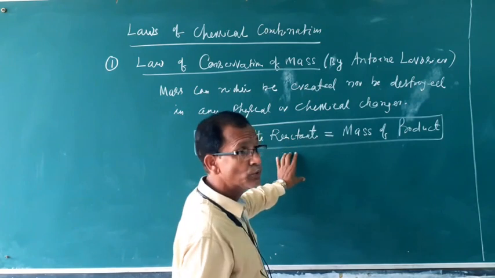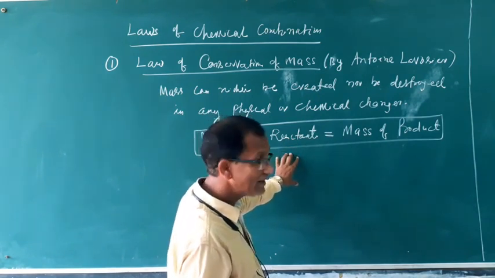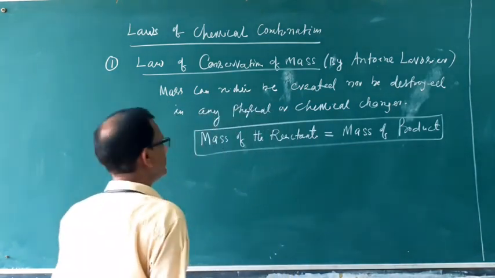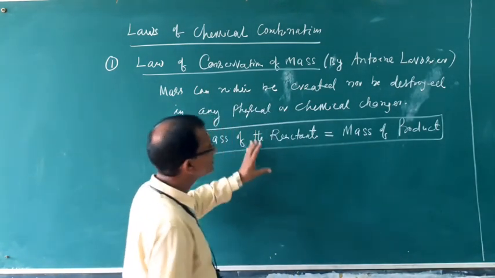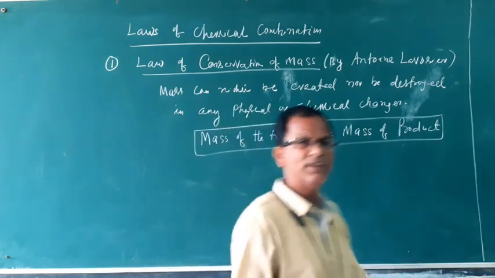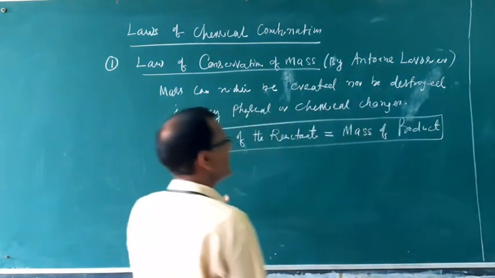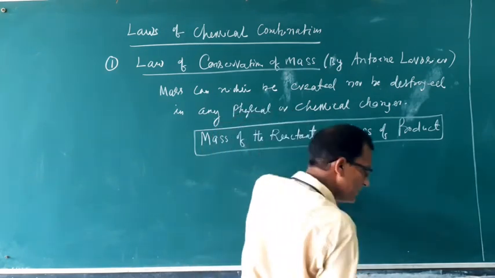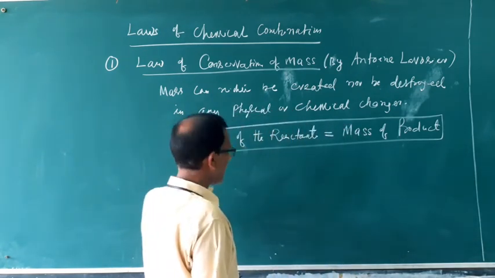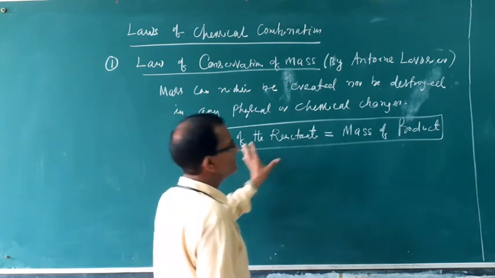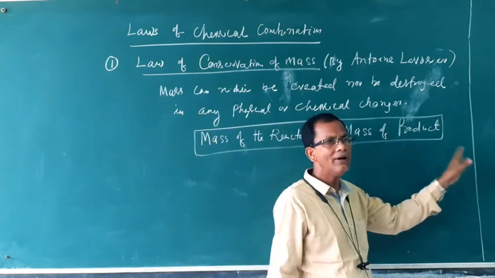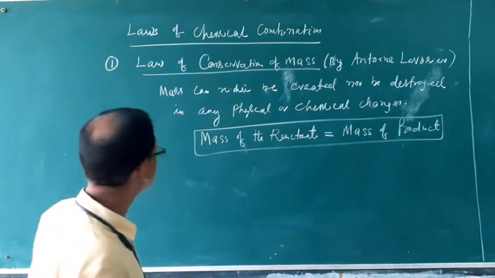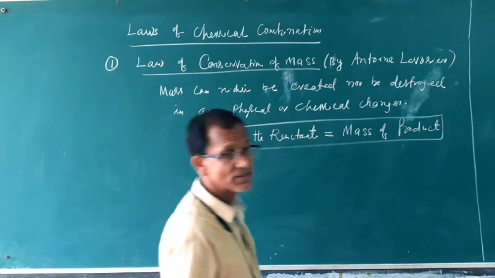And what is this principle used for? To balance the chemical equation. This principle is used to balance the chemical equation on both sides. Left side and right side, total mass remaining the same means total atoms on the left side are equal to total atoms on the right side. That's why all chemical changes follow the law of conservation of mass.